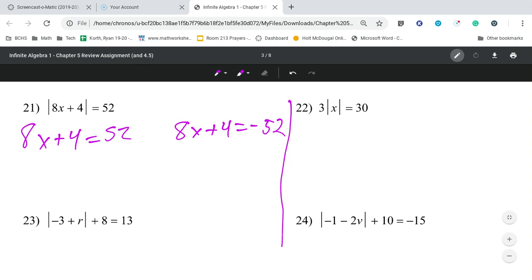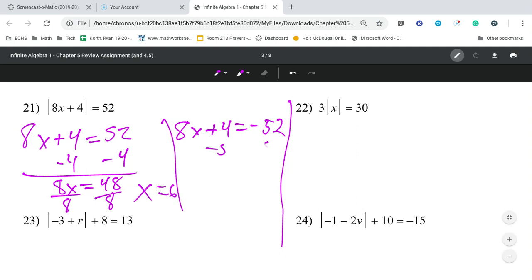You need to know that step 1 is absolute value by itself. Subtract 4. 8x equals 48. Divide by 8. And x equals 6. Subtract 4. 8x, that's supposed to be a 4.